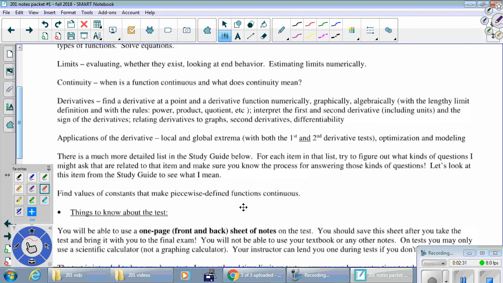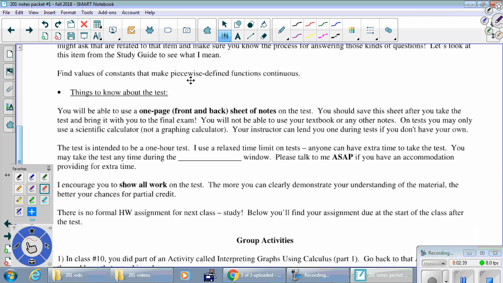Let's look at this item from the study guide to see what I mean. So this is just one thing in the long list that's a few pages away in this packet. I want you to be able to find values of constants that make piecewise defined functions continuous. So if you don't know what that means, then this is an opportunity as you're studying to figure out what kinds of problems I'm talking about here. You go back in the notes, you try to find something either in the homework or in this packet right here that is an example of this kind of skill. And if you struggle, if you can't figure out what I'm talking about here, just ask me, and I'll give you an example of a problem that fits the bill here.